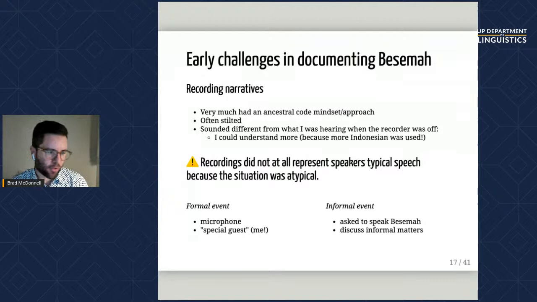And this was, looking back, for a very explainable sort of reason. First, this recording event had qualities of both a formal and an informal event. It was formal because there's a microphone there, and microphones are usually used at weddings and funerals and sermons at the mosque. So in this sense, it's a special formal event. And then there was a special guest, me, a foreigner coming from the outside, an atypical situation in the Bisma Highlands. But on the other side of things, I was asking them to speak Bisma, which is a very informal thing, as well as discuss informal matters like telling me a story of what they did yesterday or a special event in their lives.